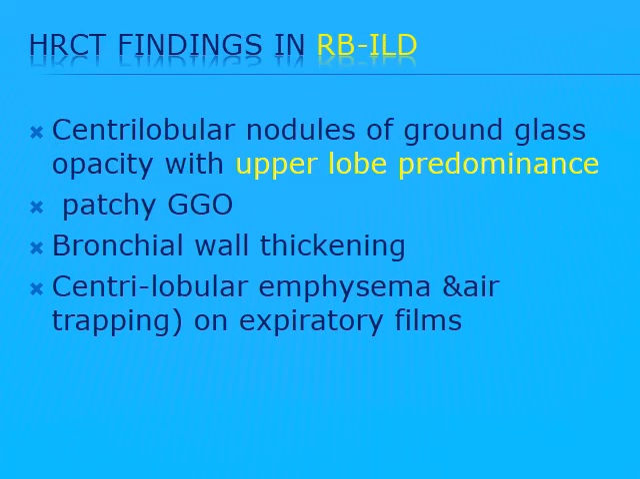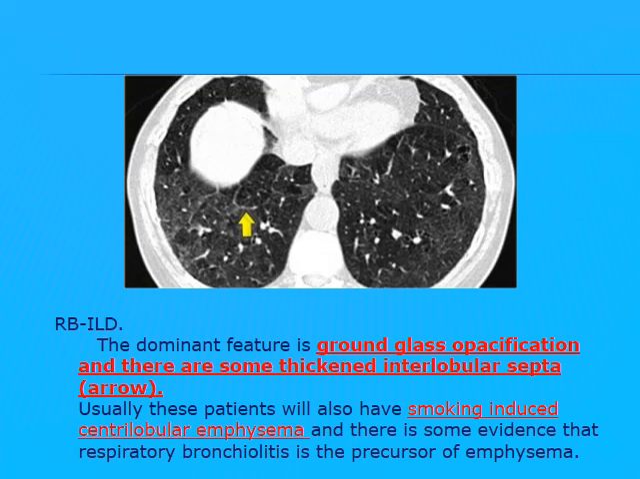While in the milder form, we can see centrilobular nodules of ground glass opacities with upper lobar predominance. Or we can see patchy ground glass opacities, bronchial wall thickening, centrilobular emphysema, and air trapping on films. This is an example of respiratory bronchiolitis interstitial lung disease. As you see, we see ground glass opacifications, thickening of the interlobular septi, and in addition, areas of centrilobular emphysema.